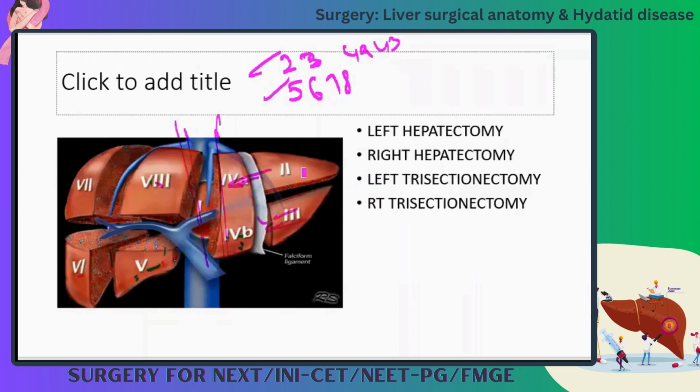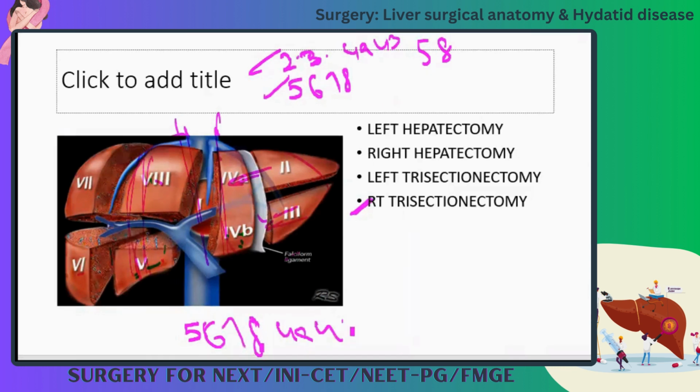Left trisectionectomy is left full and one sector above. Left trisection, 3 sections we are removing. Left trisectionectomy is 2, 3, 4A, 4B, and 5 and 8. Now you have to tell me what is right trisectionectomy. You have to remove 5, 6, 7, 8, and 4A and 4B. Very good. So remember these things.